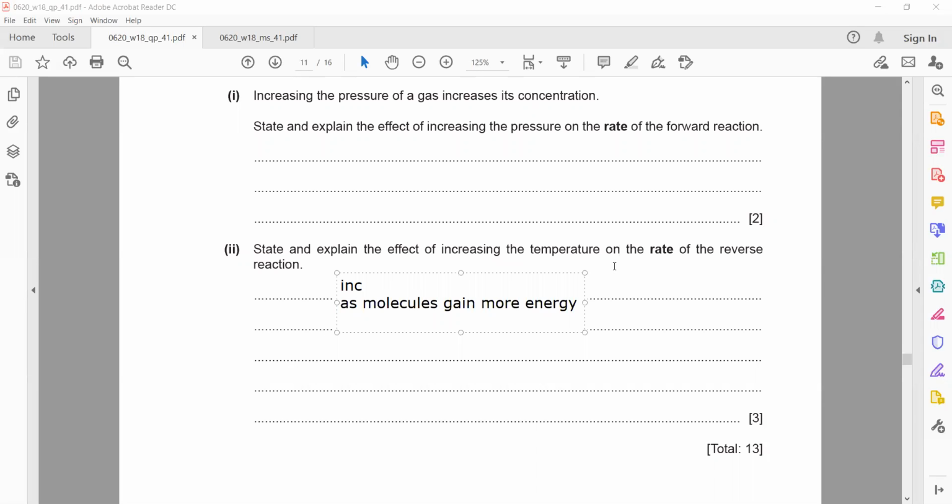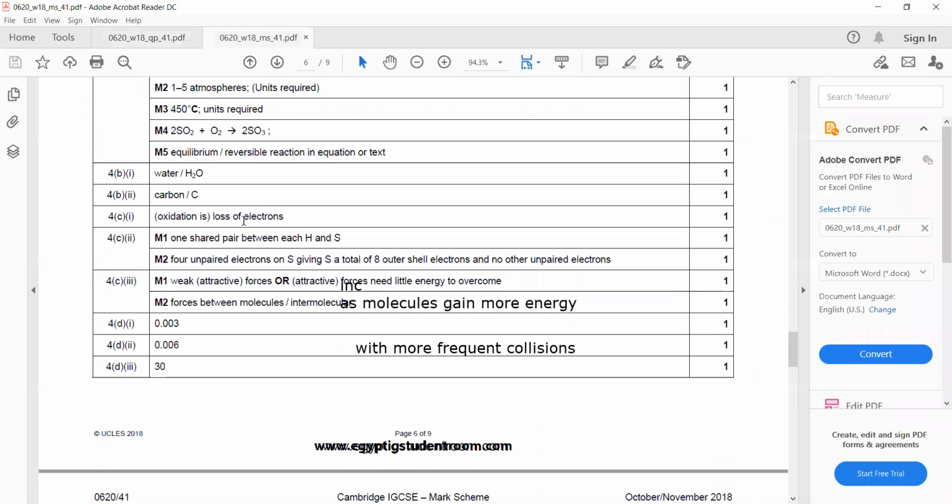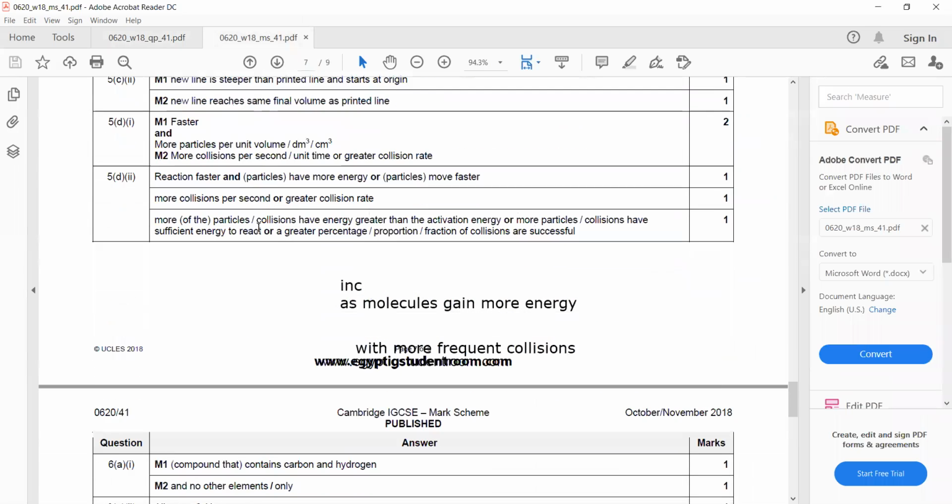But it's of 3 marks. So what is the distribution? So more frequent collisions are there. So you can see the distribution here. Reaction will be faster because the particles have more energy. More collisions per second. If you have more successful collisions and decrease the time, it increases the rate.